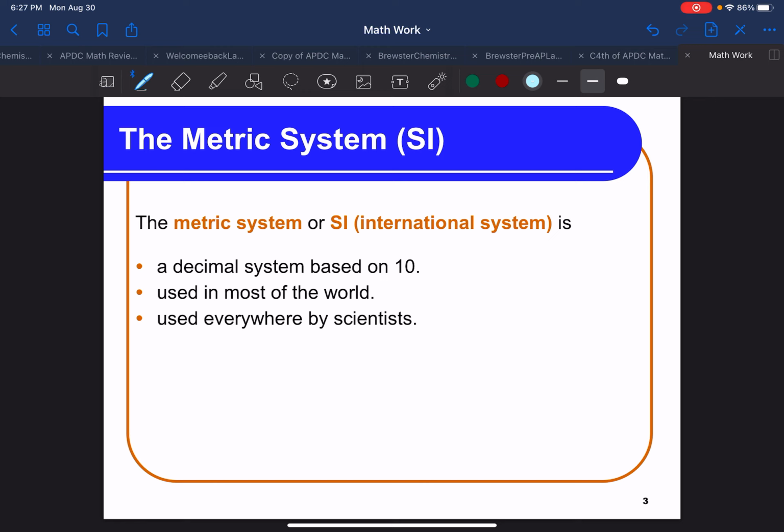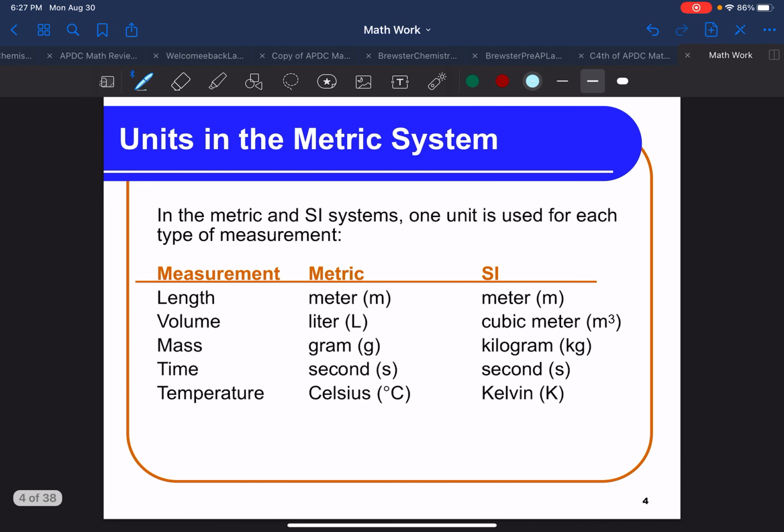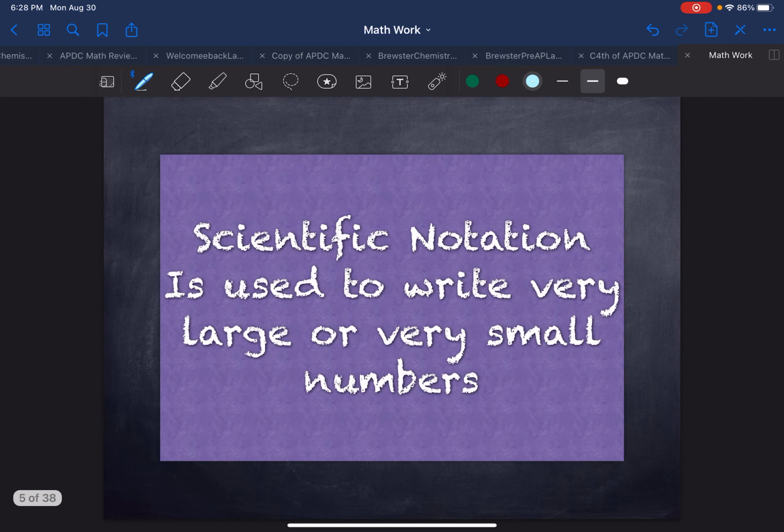The metric system, or the SI system, is our universal system we use for measuring. And we use this in science. It's based on a unit of 10. It's used in most of the world, and we use it in science. Units in the metric system, most of you are very familiar with it. Length is a meter, volume is liter, mass is gram, time is second, and temperature is Celsius. We will also be using Kelvin when we get to gas laws, and we'll talk about why we use that.